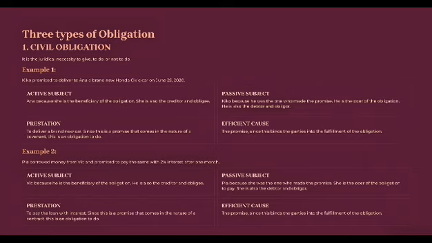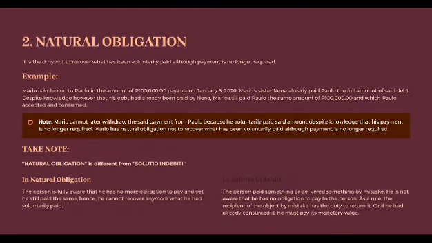Prestation equals to pay the loan with interest. Since this is a promise that comes in the nature of a contract, this is an obligation to do. Efficient cause equals the promise, since this binds the parties into the fulfillment of the obligation. 2. Natural obligation. It is the duty not to recover what has been voluntarily paid, although payment is no longer required. Example: Mario is indebted to Paulo in the amount of P100,000.00 payable on January 5, 2020.